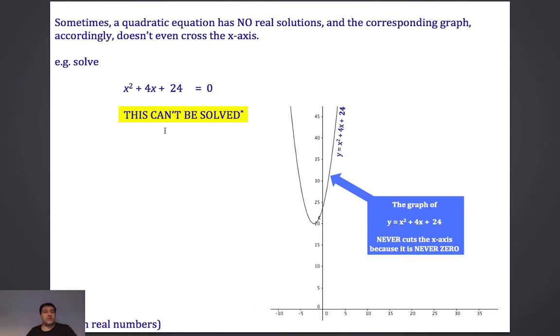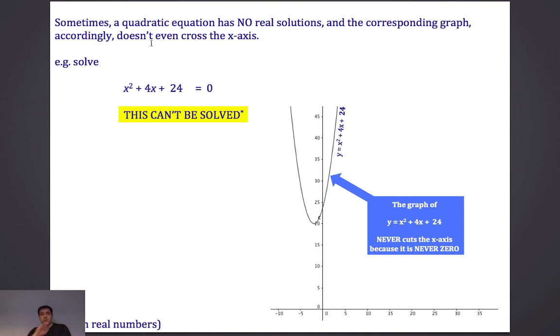Sometimes you get ones that can't be solved at all. So x squared plus 4x plus 24 equals 0. Try by all means, but you can't solve that one. And looking at the graph of y equals x squared plus 4x plus 24, it never cuts the axis. So on the graph, there's no point when it's equal to 0, and if you try to figure out analytically when it's equal to 0, you can't do it.